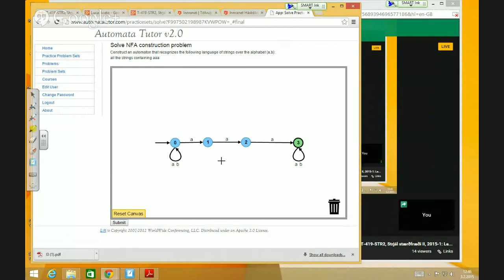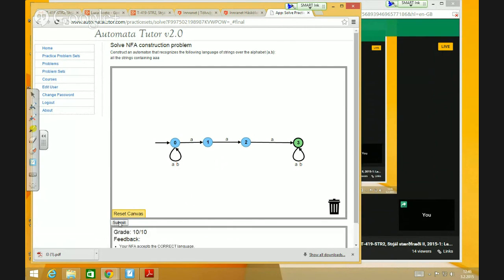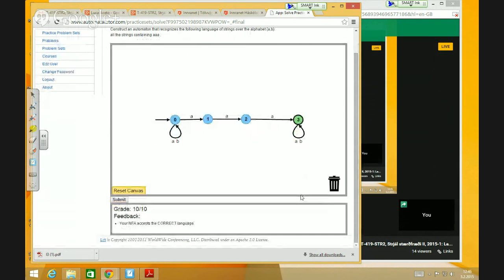Okay, so are we happy to press the submit button? Well, yeah, there you are. Not only do we accept the correct language, but we get 10 out of 10, because it's not possible to do better or anything substantially better than this.